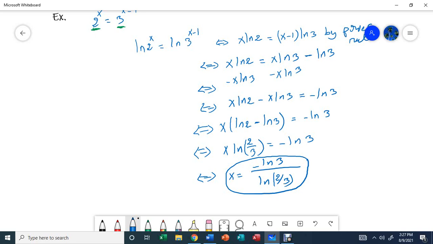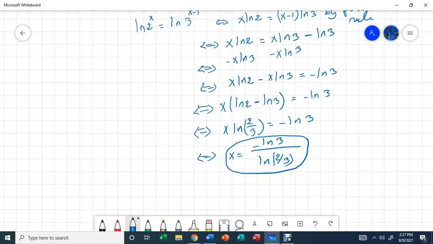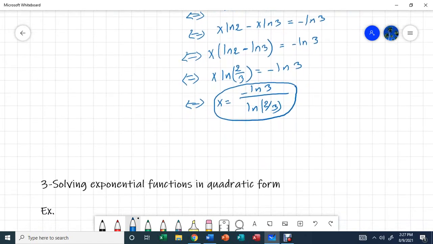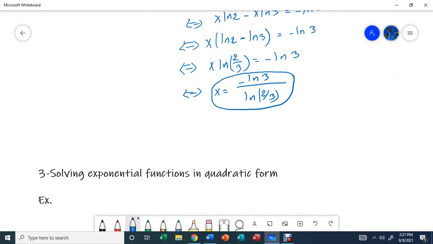So let's do one more example using the technique of logarithm. Second example, it's 4 e to 2x plus 3 equals 12.